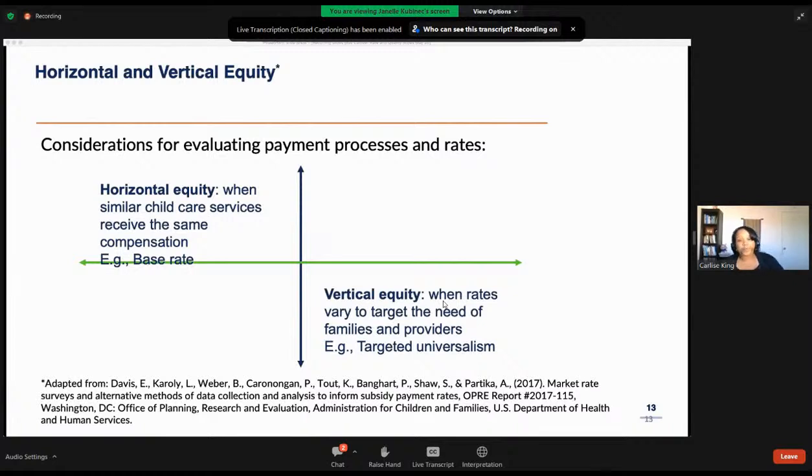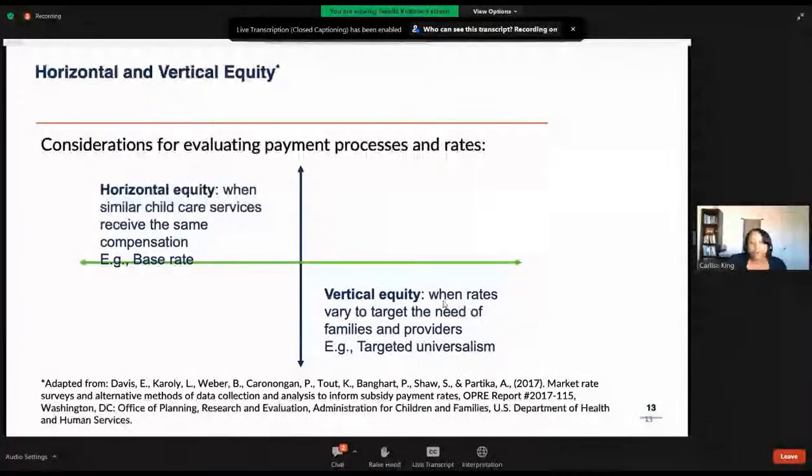Vertical equity, on the other hand, refers to the distribution of resources or funds according to the needs, so that those with more resources receive less and those with less opportunity and resources receive more. It's intended that rates vary to target specific needs of families and providers. This concept is similar to targeted universalism, which you will dive into more, but is absent of the universal goal that is desired for all providers and families.